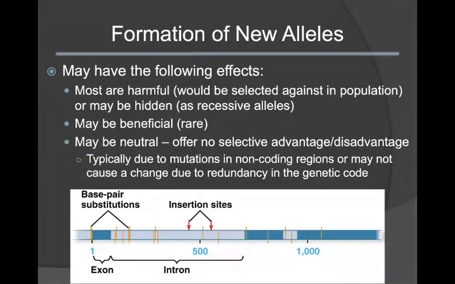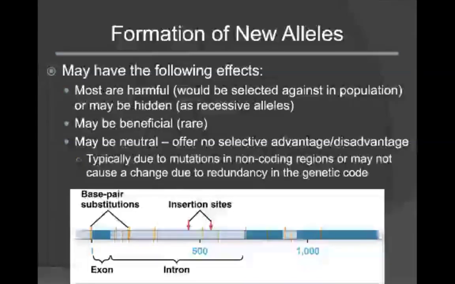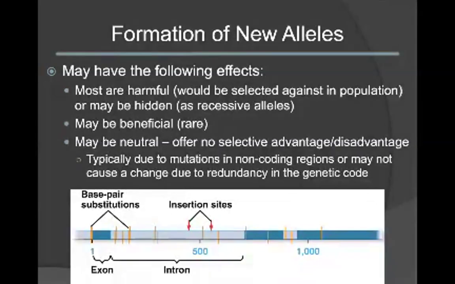This typically occurs when mutations are in the non-coding region, or if it doesn't cause a change in the genetic code due to redundancy, meaning that the third wobble position is not affected by the change in nucleotide, meaning that it codes for the same amino acid, with no change in the outcome of the expression.